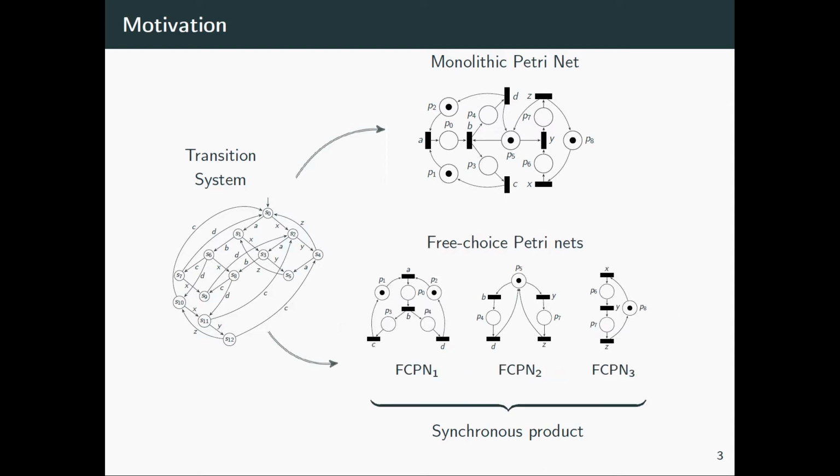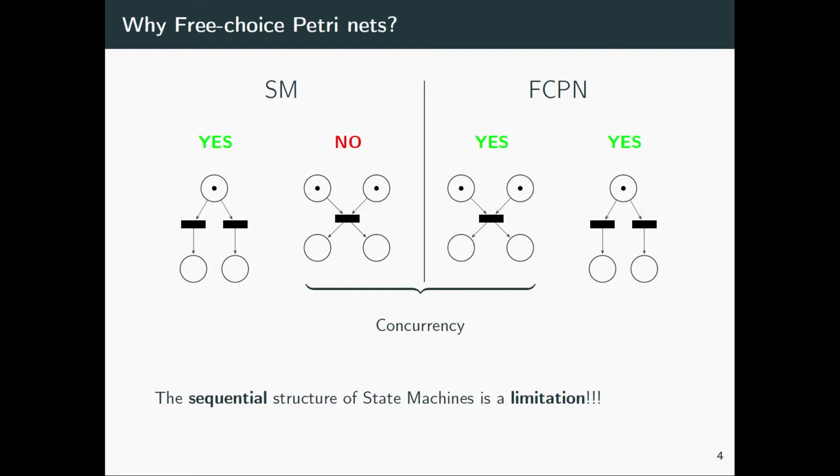Now we present an extension of our decomposition algorithm to free-choice Petri nets. Let's see why we wanted to extend the decomposition to free-choice Petri nets. On the sides, we have represented the choice structure. This basic structure can be modeled by both state machines and free-choice Petri nets. In the center instead, we have the synchronization of parallel flows.